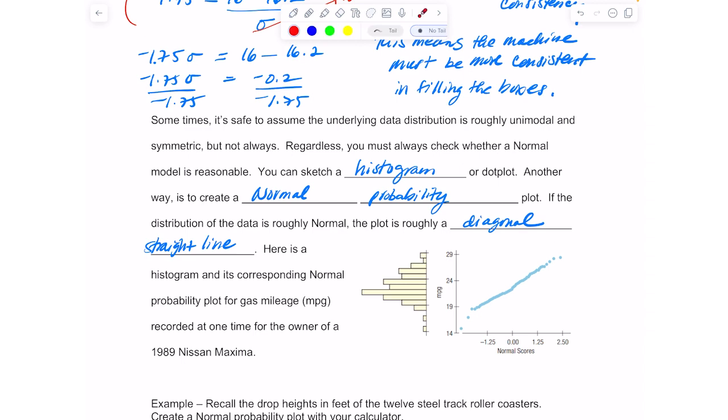Okay, so here's a histogram and its corresponding normal probability plot for that gas mileage data we looked at for the Nissan Maxima in chapter 4. You can see by looking at the histogram, it's approximately unimodal and symmetric, so the normal model would be applied. And if you take a look at the normal probability plot, you can also see it's roughly a straight diagonal line. There's a couple stragglers which could represent your outliers or potential outliers, but overall it's a diagonal straight line. So that means it's safe to apply the normal model.